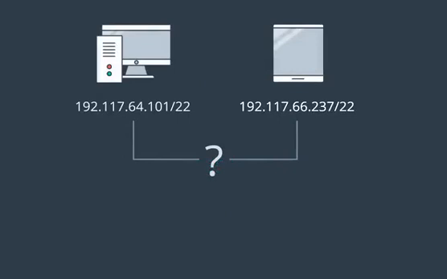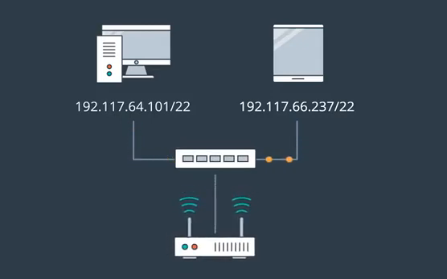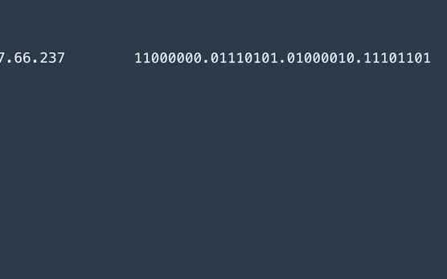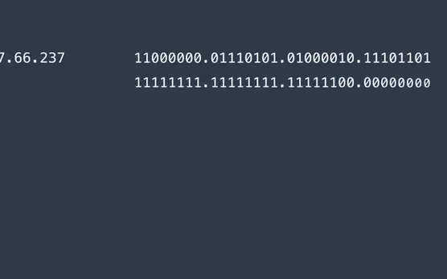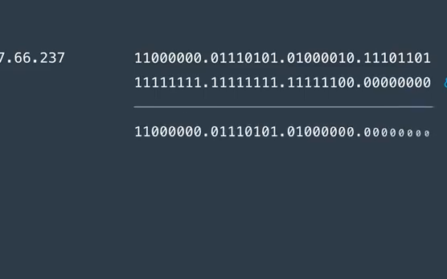Well, one device may want to know if another device is on the same network. If so, a router won't be needed for communication. To figure out what network a device is on, we can perform the following steps. You can take the IP address of the device in question and write it out in binary. Then, write the subnet mask just below it, also in binary. Next, you take the logical AND operation of each bit to produce the network address in binary form.